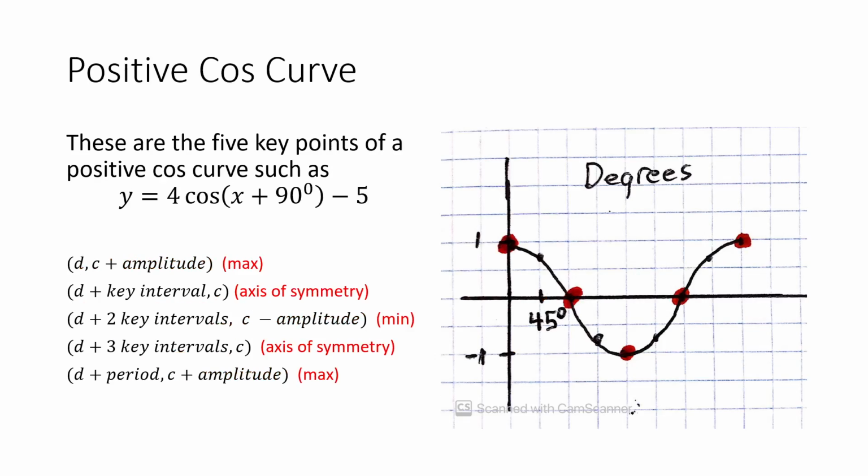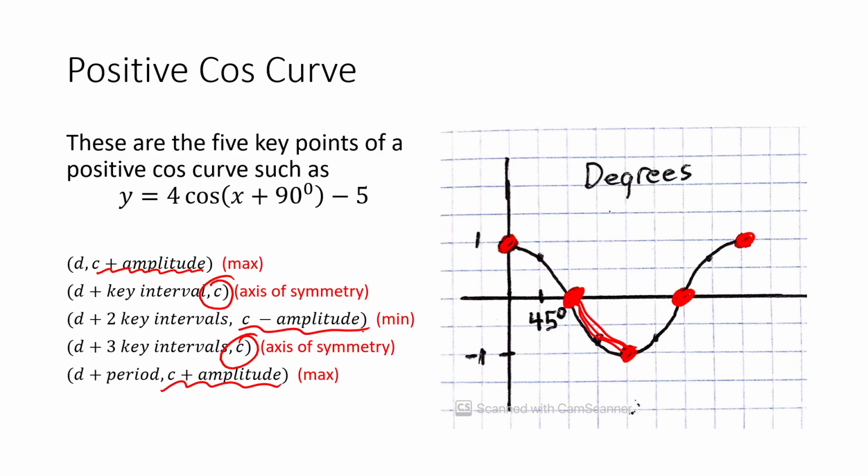If we have a positive cos curve, now this is a little bit different, because for a positive cos curve, we see that it's the second and fourth points that are on the axis of symmetry. So the second and fourth points have to have the y value of c. That first point, though, is above the axis of symmetry. That's actually one amplitude above c. And that last key point, the fifth one, is at the same y value. That's actually one amplitude above the axis of symmetry. So that's c plus an amplitude. But in between, to get to that third key point, we have to go down from the axis of symmetry.